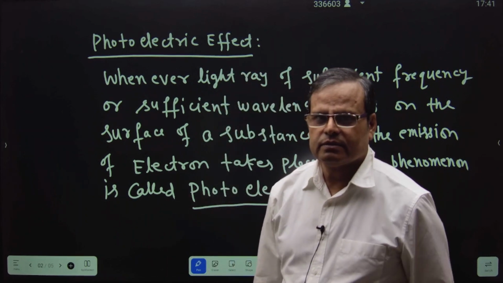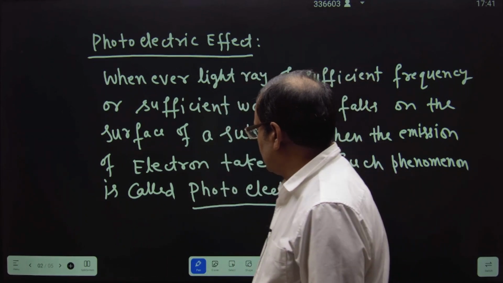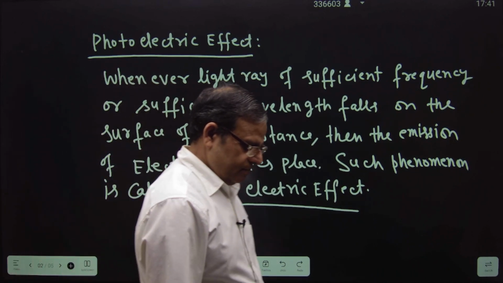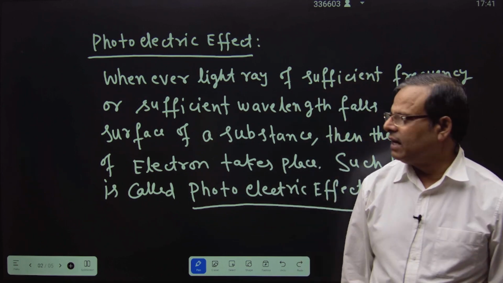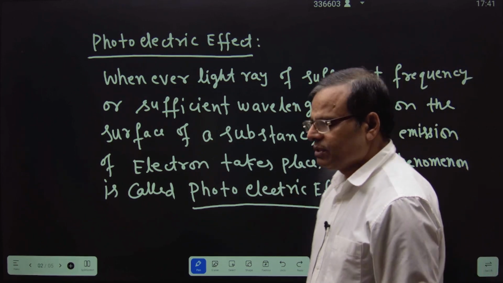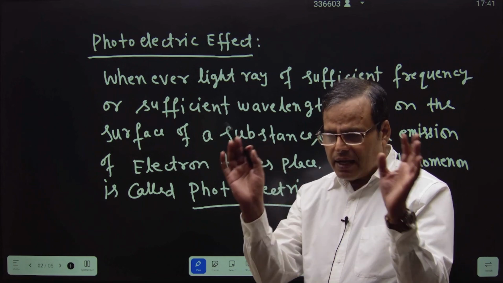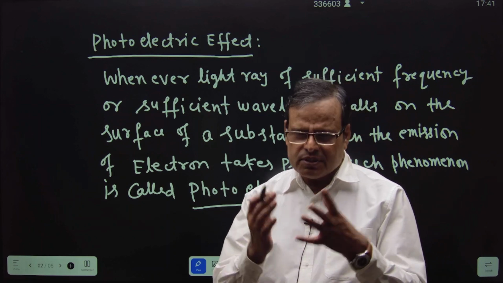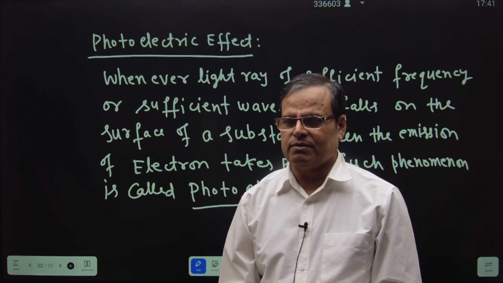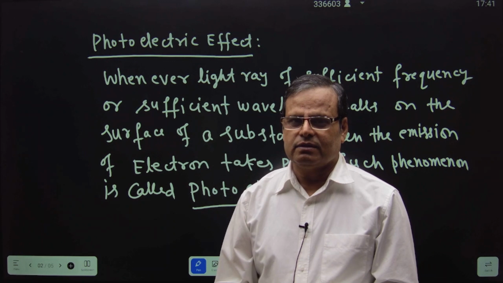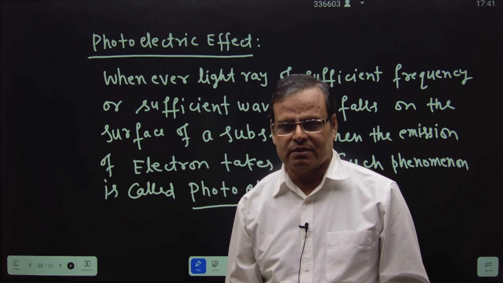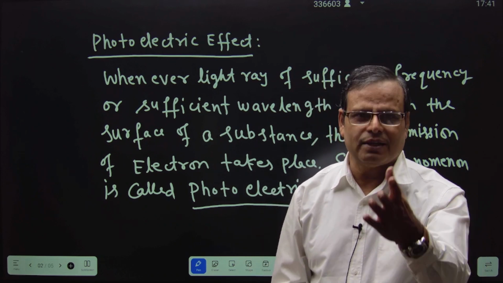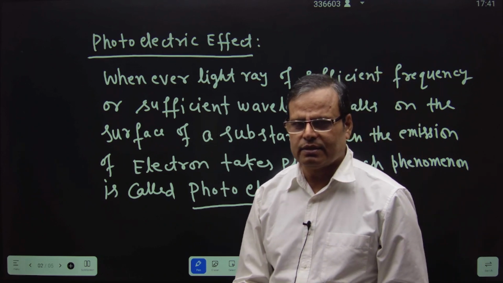Now let us start the second content, that is the laws of photoelectric effect. I think you have understood the concept. Whenever a light ray falls on the surface of a substance, and which type of light? Sufficient wavelength and frequency. Due to that, the emission of electrons takes place. And this emission of electrons means photocurrent. This is also called photocurrent.